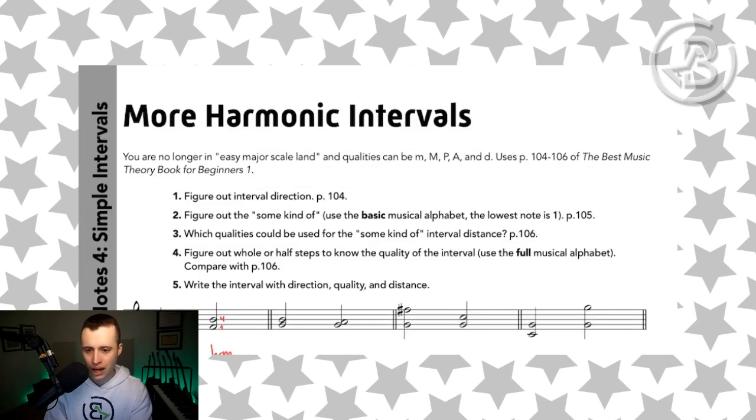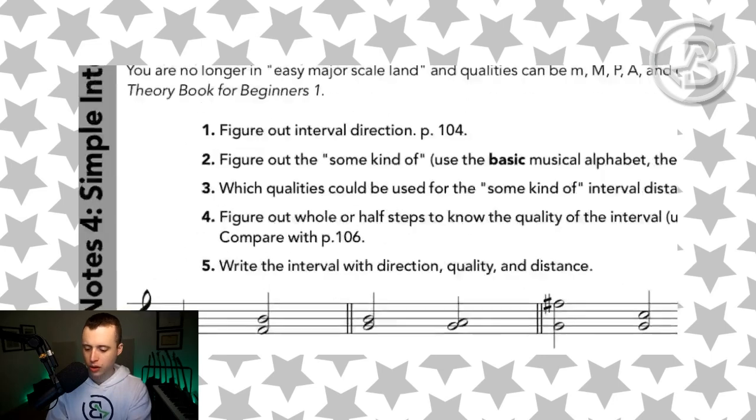So I'm in the workbook on the page titled More Harmonic Intervals. In more harmonic intervals, we're no longer going to be doing the easy intervals you've been doing up until now, which is just thinking about the major scale and if the interval is either major or perfect and not even worrying about minor or diminished or augmented. Once we step outside of easy interval land, the intervals could be major, minor, augmented, diminished, perfect, or even unison. So this is what we're going to do.